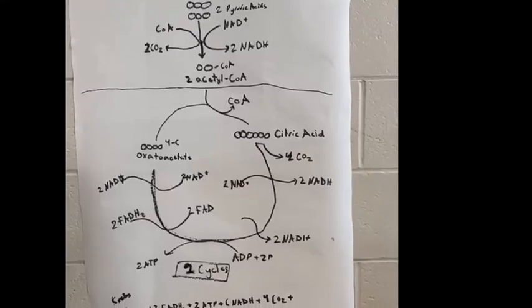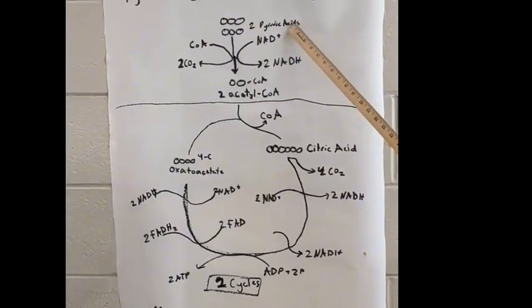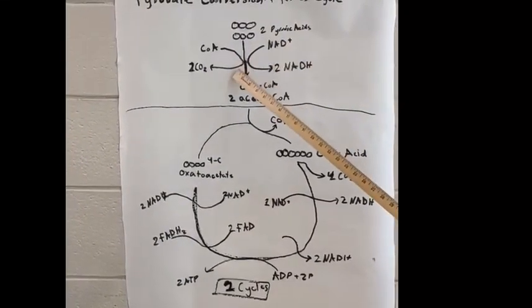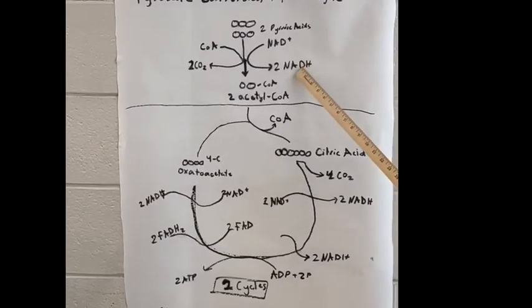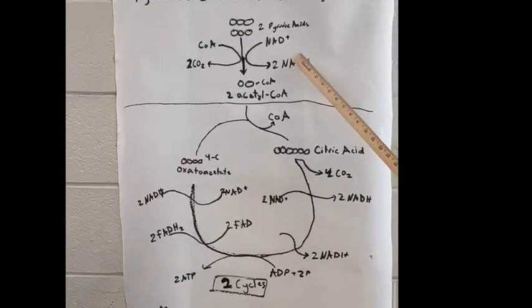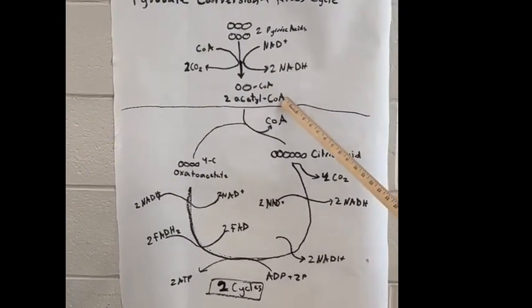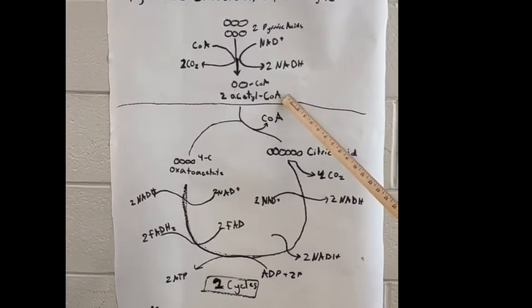Pyruvate conversion starts with 2 pyruvic acids, which each lose 1 CO2 and 1 electron to create 2 NADH. You're then left with 2-acetyl, which joins with coenzyme A to create 2-acetyl-CoA.